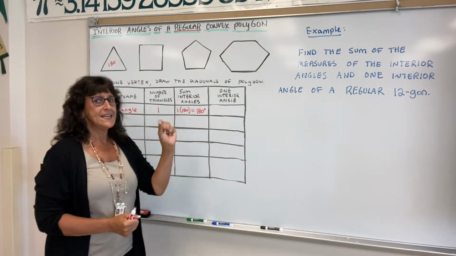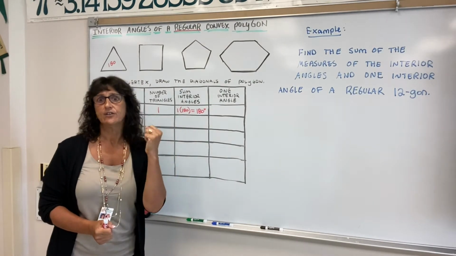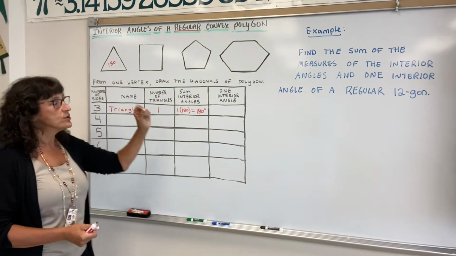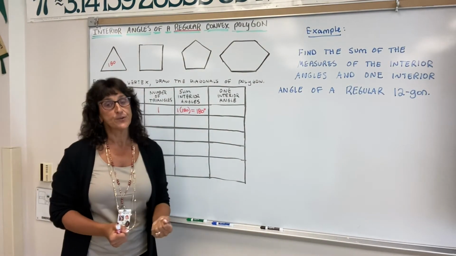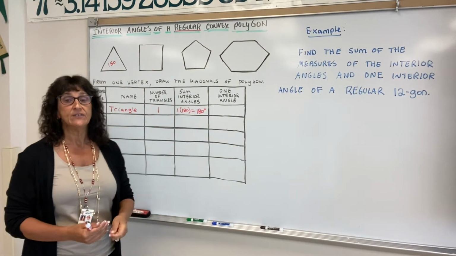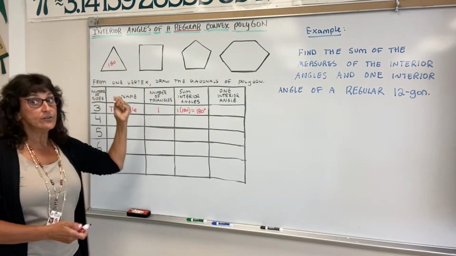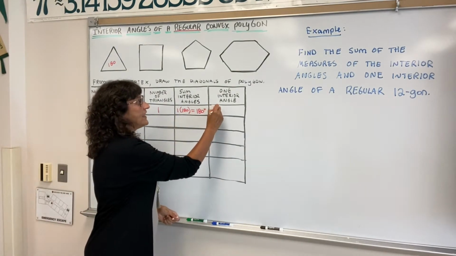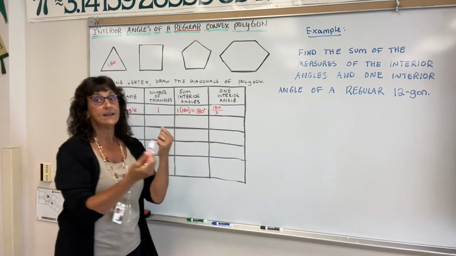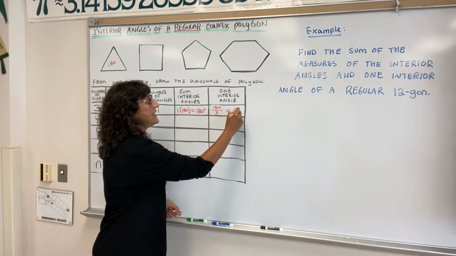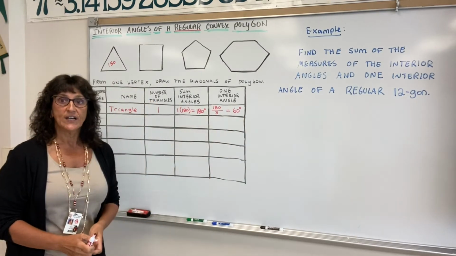What about one interior angle if it's a regular polygon? Regular means the angles are equal in measure. So if you have a sum total of 180 degrees and you have 3 angles there, then for one interior angle, you would take the sum of the angles and divide it by how many angles, how many sides we have. When you do the division, one angle would be 60 degrees in a triangle.